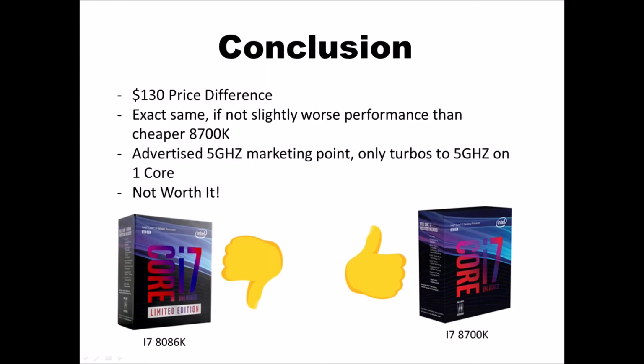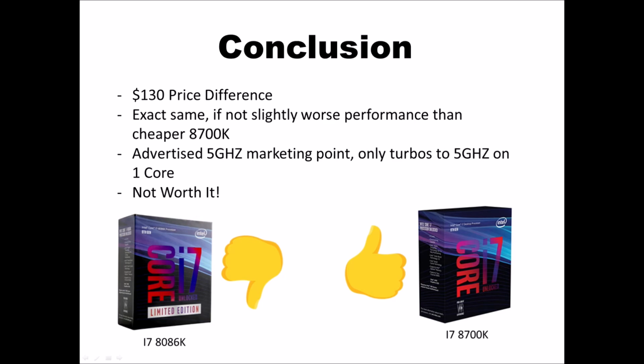Now in conclusion, as we mentioned before, there's a $130 price difference between these two CPUs, which seems a bit strange because they're actually the exact same CPU. Basically the 8086K is just better binned chips, and because of that, the performance is the exact same, if not slightly worse in some cases actually, than the cheaper 8700K, which is interesting. Now Intel's big advertising scheme for this 8086K is that it's running at 5 GHz.